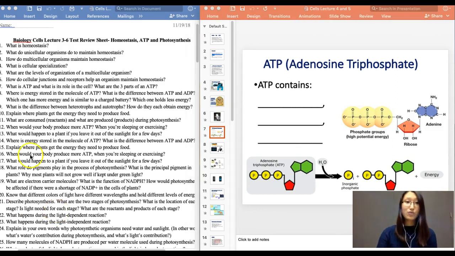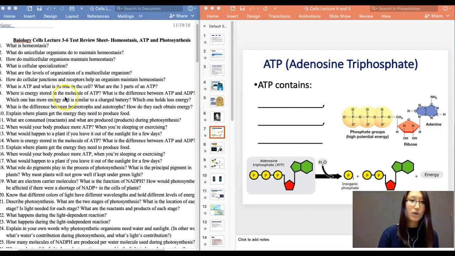So if you look at the next question, where is energy stored in the molecule of ATP? It would be the bonds between the phosphate groups. So as you can see right here, we have 3 phosphate groups. There are bonds in between each one of the phosphate groups. And when we break that bond, we release energy. So the energy itself is actually stored inside of this bond.